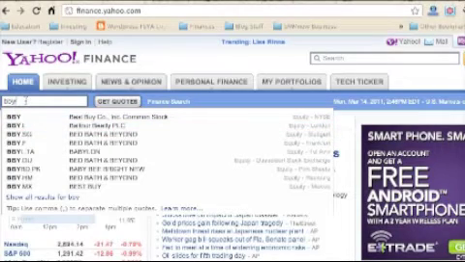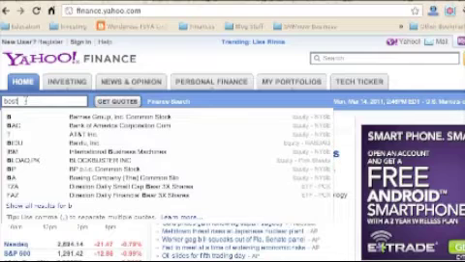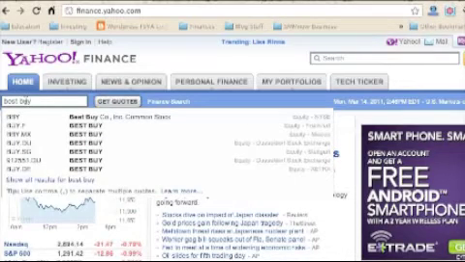If you're not sure what the ticker symbol is, you can type in the name of the company. And so typing in Best Buy will bring up everything that matches Best Buy, whether it's traded on the New York Stock Exchange or some of the other stock exchanges.